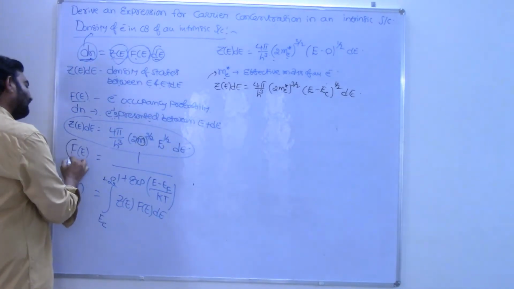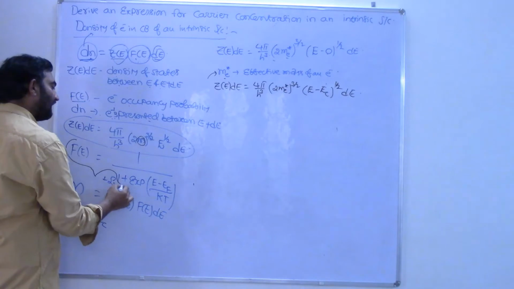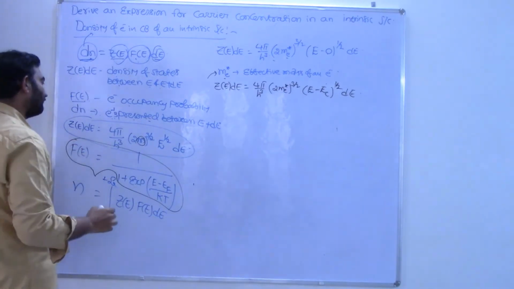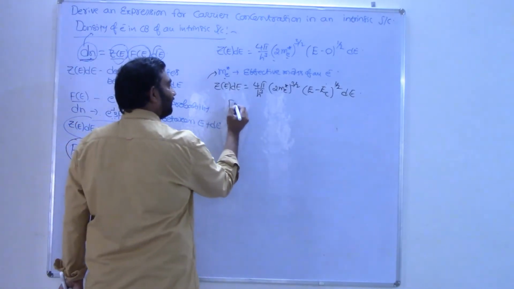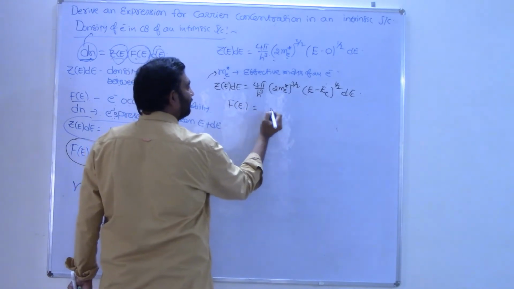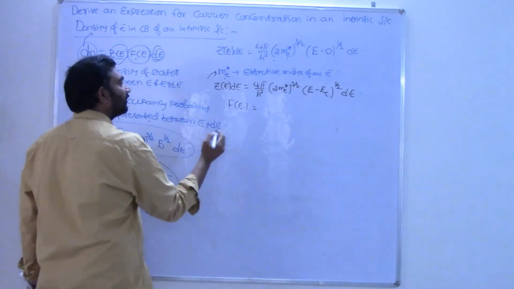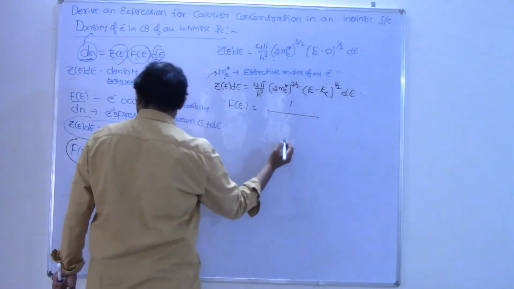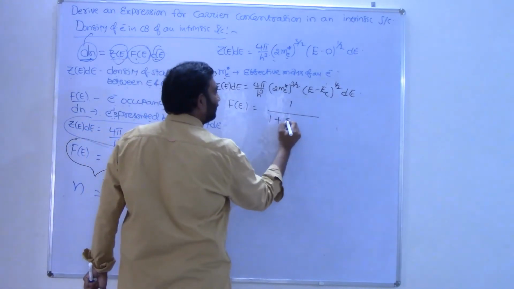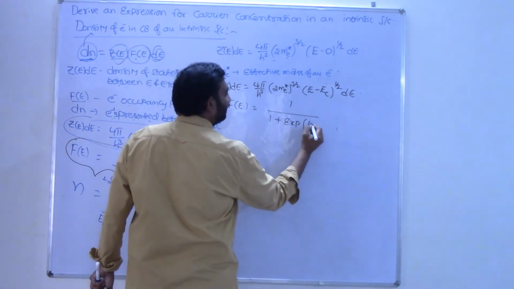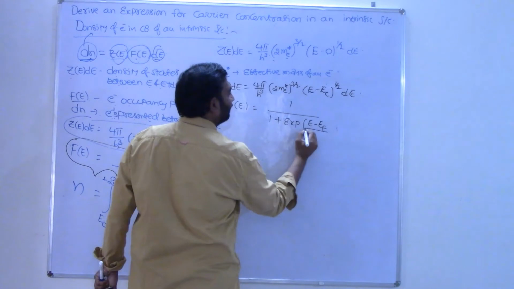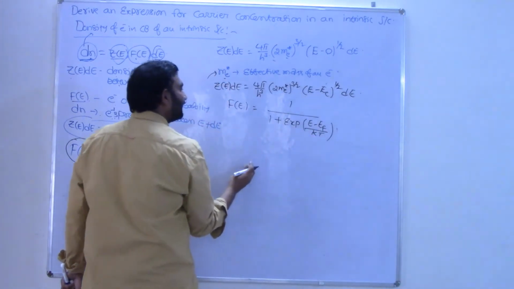Similarly, let us simplify this F(E) value for the case of the conduction band. So what is the F(E) value? F(E), the electron occupancy probability at an energy level E, equals 1 by 1 plus exponential of (E minus EF) divided by KT, right?